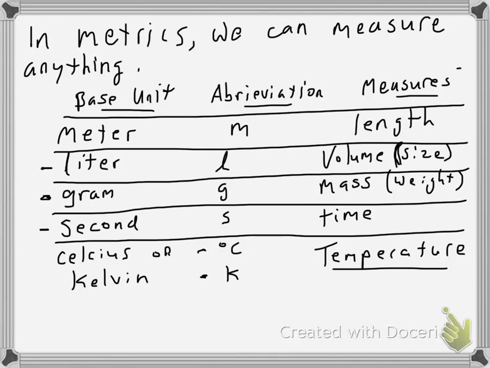And in the next frame, we'll talk about the prefixes for counting in the metric system, and we can use anything for those, and I'll explain that in a moment. But for now, just know these are the base units we'll be using a lot of: meters, liters, grams, seconds, Celsius, and Kelvin.